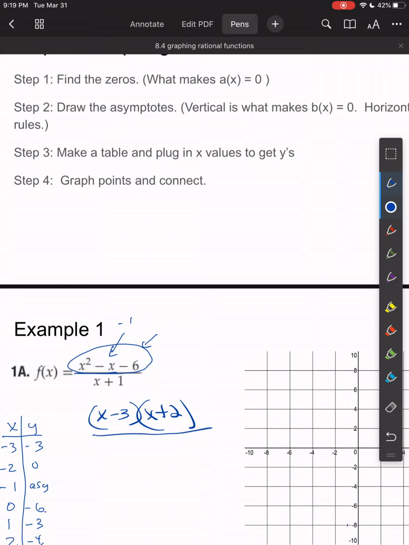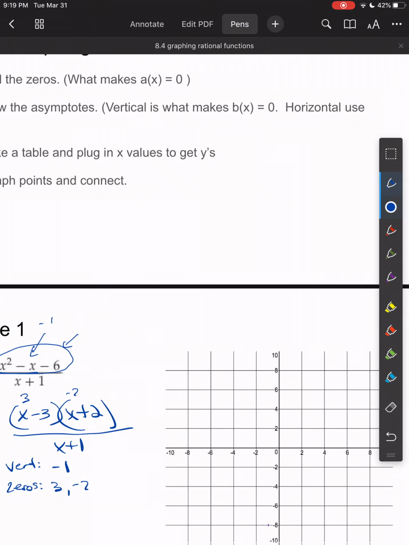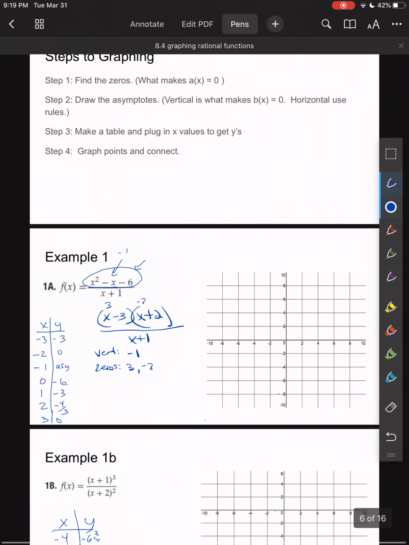So another way to write this problem would be like this. Okay, so we have a vertical asymptote at -1. We have zeros, which I'm going to fill in here, at 3 and -2. That's because 3 and -2 make these go to 0. Okay, so I'm going to fill those in right now. So I know that I have a 0 at 3 and a 0 at -2. And I also know I have a vertical asymptote at -1.